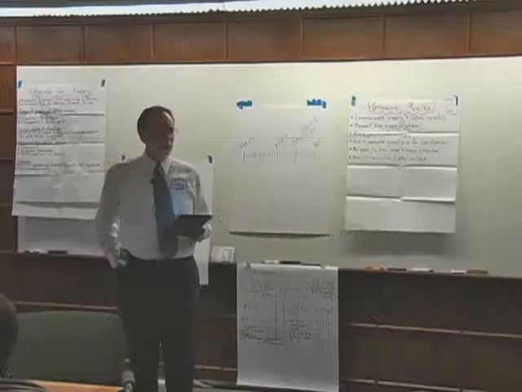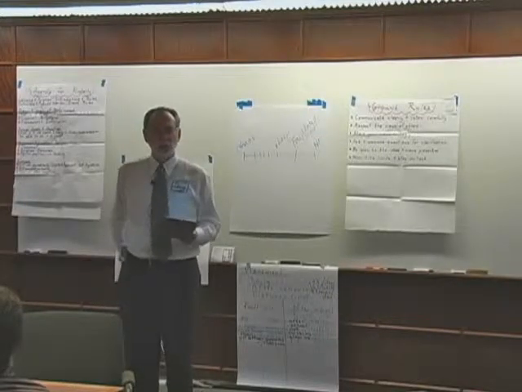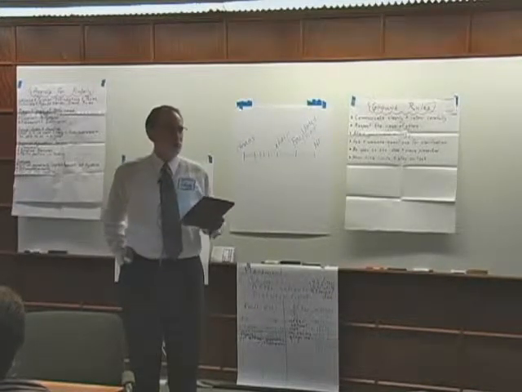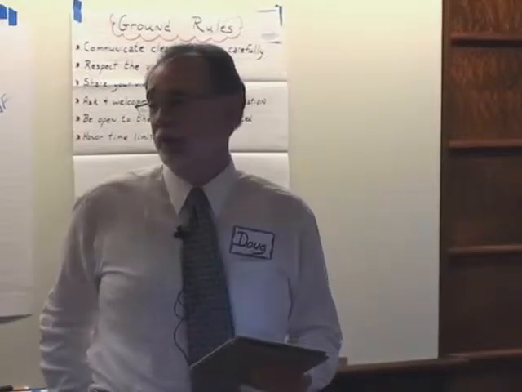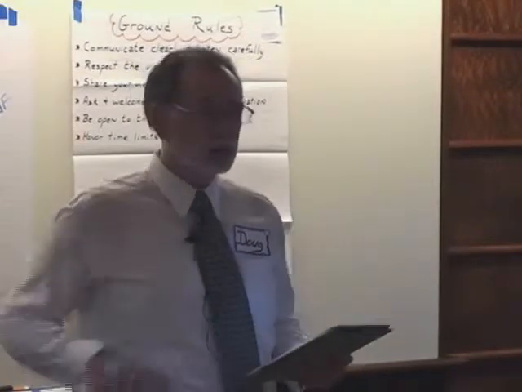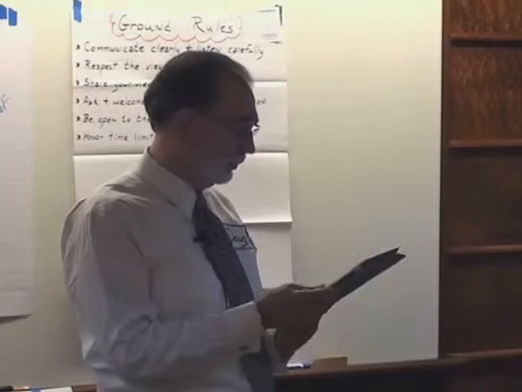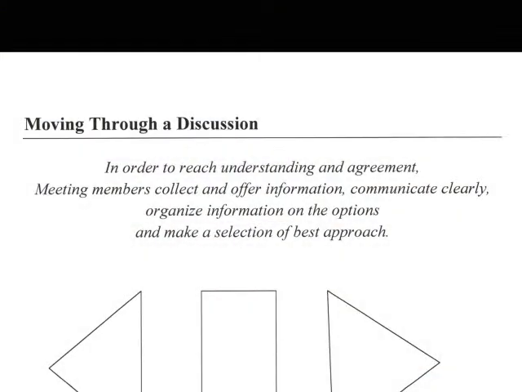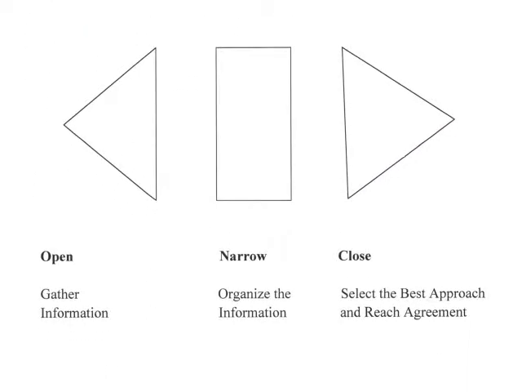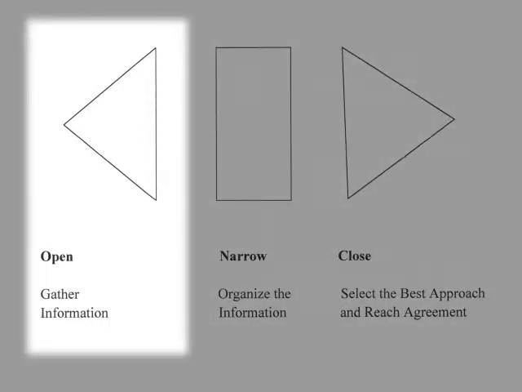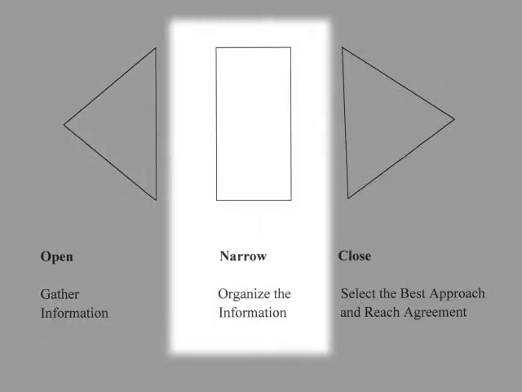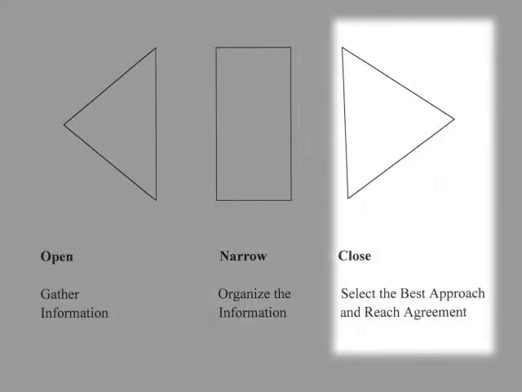It's important for us to understand how a conversation or a discussion unfolds. And this sounds a little simplistic, but let's talk about it, and I think you'll see the importance. Three stages: open, narrow, close. In the opening stage, we're starting the conversation. We're gathering information. In the second stage, narrowing, we're organizing the information. And in the third stage, we're ready to start making a decision.